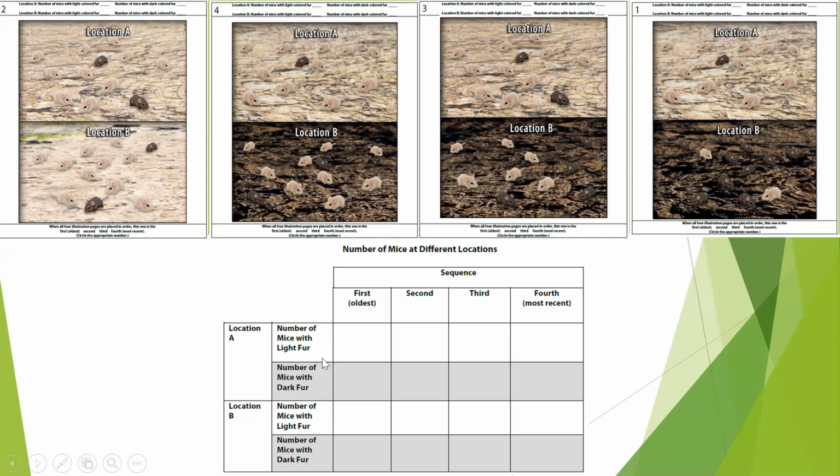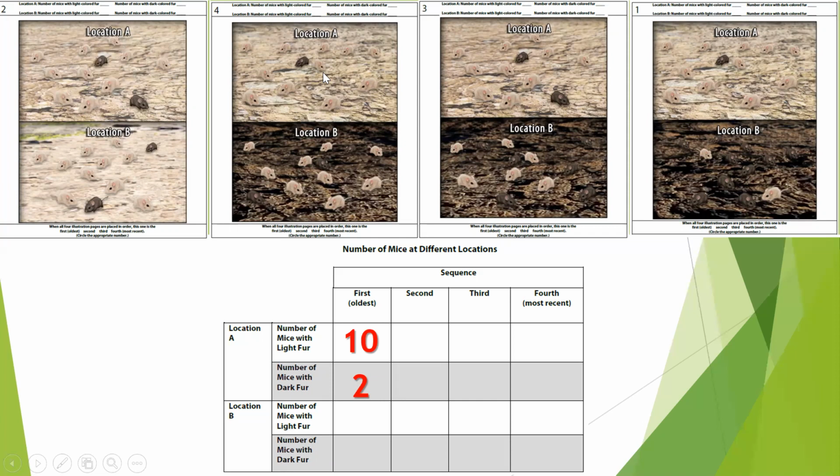At location A here at time 2, the longest time ago, the oldest time, how many mice are light fur and how many of them are dark? When you look closely at it, it's easy to see the dark. There's 2 here for the dark. How many are there for light? 1, 2, 3, 4, 5, 6, 7, 8, 9, 10. So we'd have 10 light colored mice and 2 dark colored mice. All right.